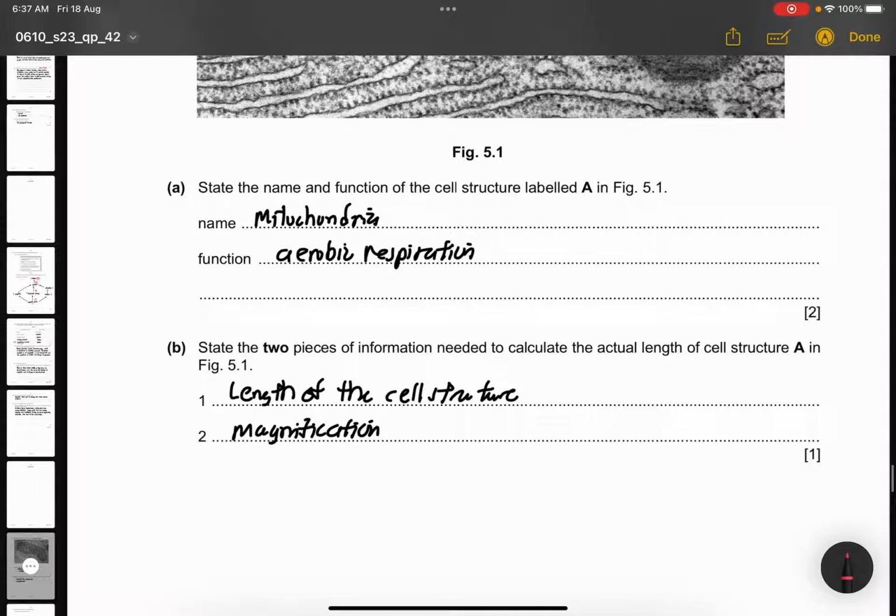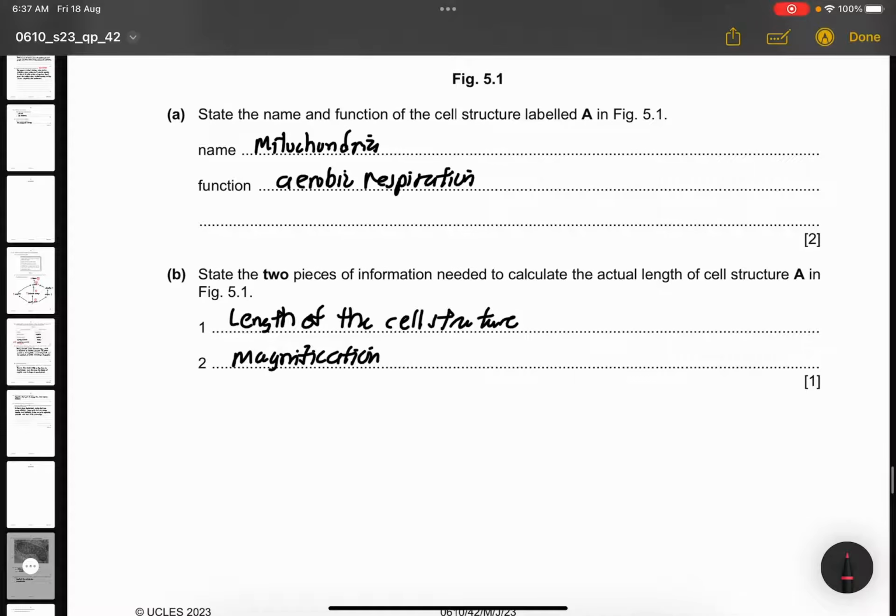Okay. Part B. State the two pieces of information needed to calculate the actual length of cell structure A in figure 5.1. So what they're asking you to do is, you see from this triangle formula, you need to know how you are able to find A, which is I divided by M. So I is image, or it could be the length of the cell structure, and M is just magnification.